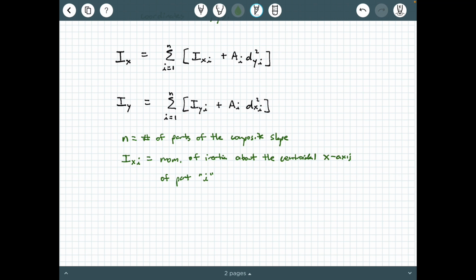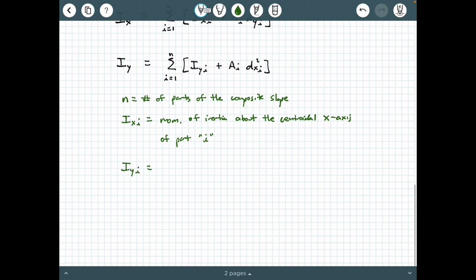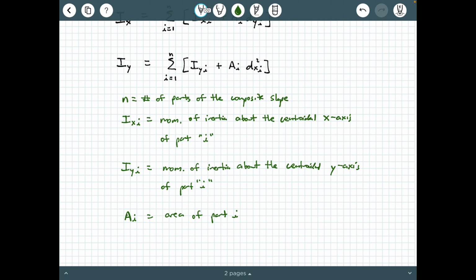Now I'm going to define I sub y sub i because that's going to be a similar definition. It's the moment of inertia about the centroidal y-axis of part i. Now the next obvious one is probably A sub i. I'm just going to write that down very quickly for us. A sub i is the area of part i. We saw that concept before when we were dealing with centroid calculations.